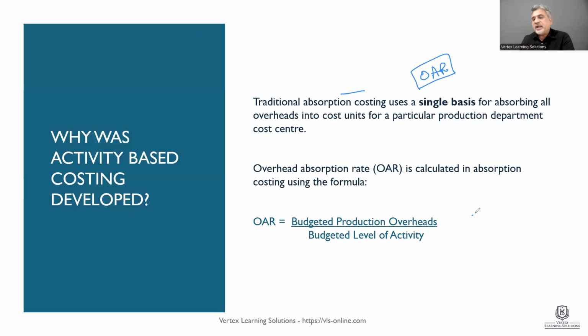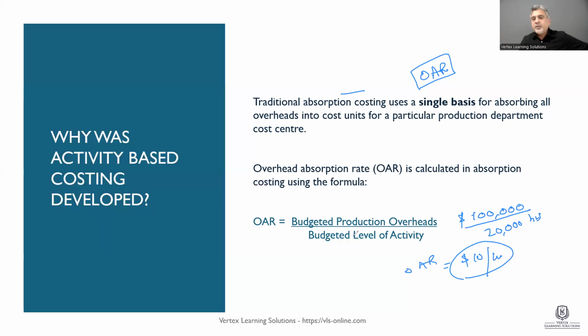So let's suppose my total fixed production overhead is $100,000, and my budgeted activity level is say 20,000 hours. So that is $10 per hour. This is my OAR. My OAR was $10 per hour. If any unit is taking 1 hour of time in the process, I will give it $10 of overhead. If any unit is taking 3 hours, I will give it $30. 3 multiplied by 10, $30 of overhead will be added into the cost.